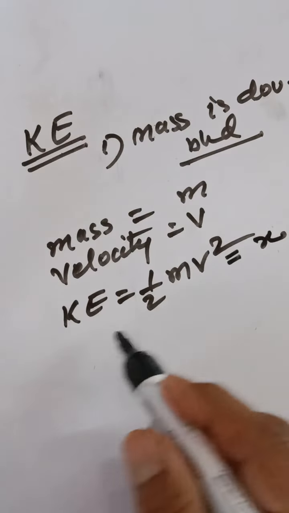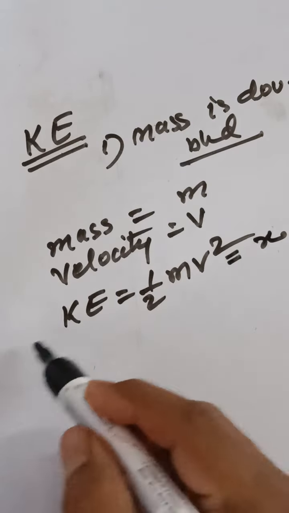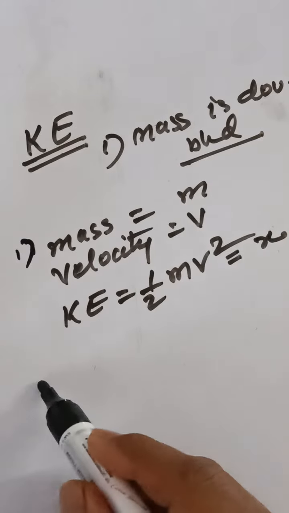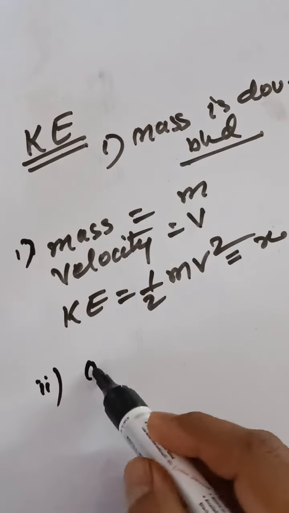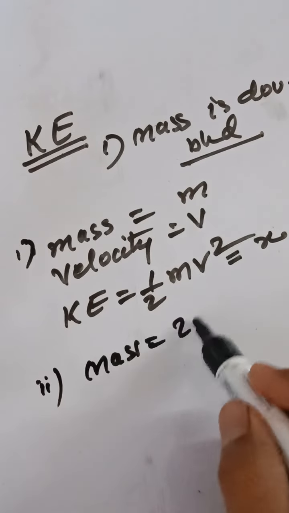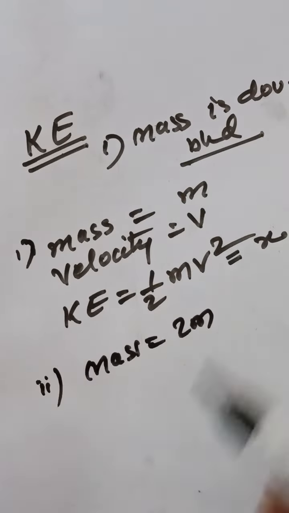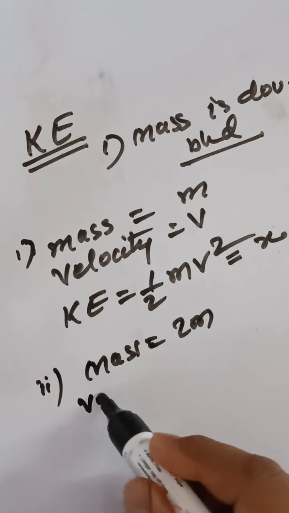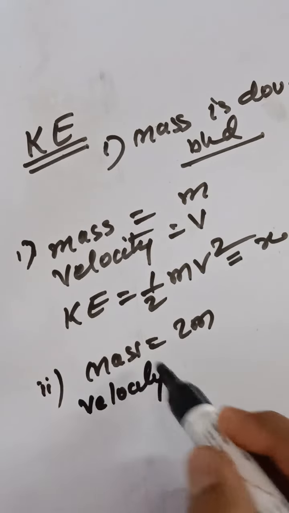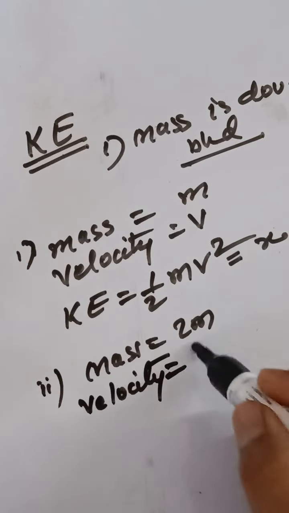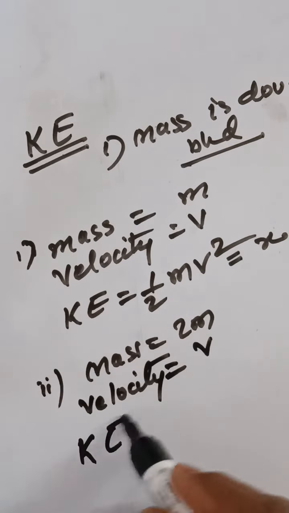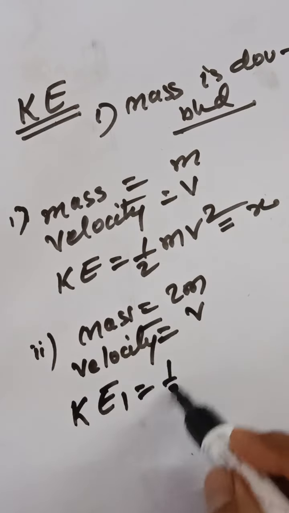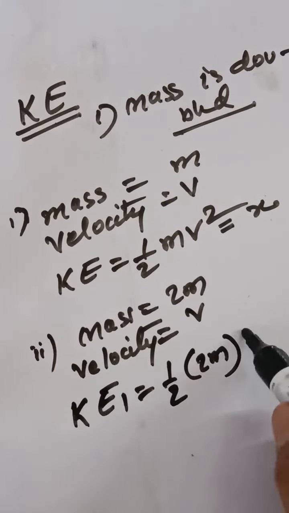Now, in the second case, this is our first case. In the second case we will take mass equal to 2m, as it is given. We have to see the effect when mass is doubled. Velocity we will take as it is, v. Then kinetic energy 1 will be half into 2m into v square.